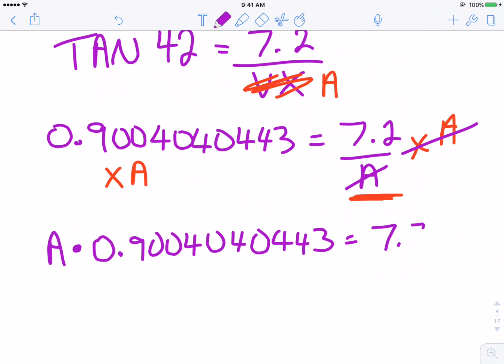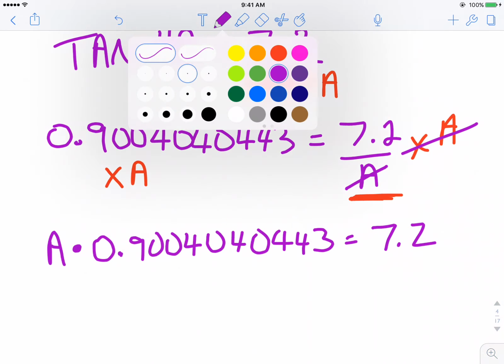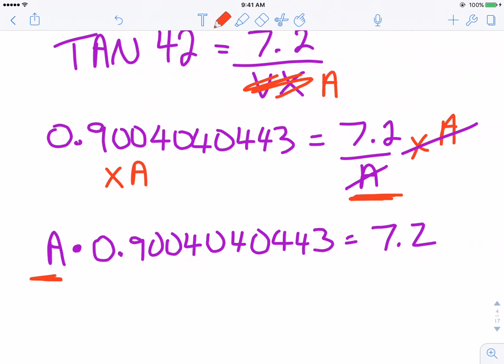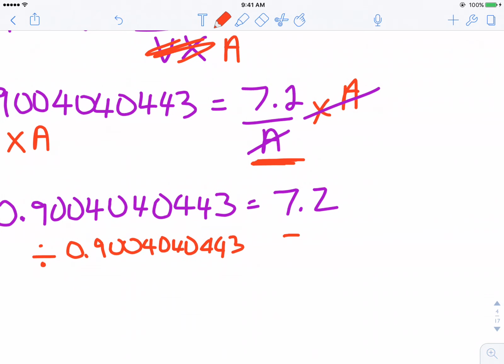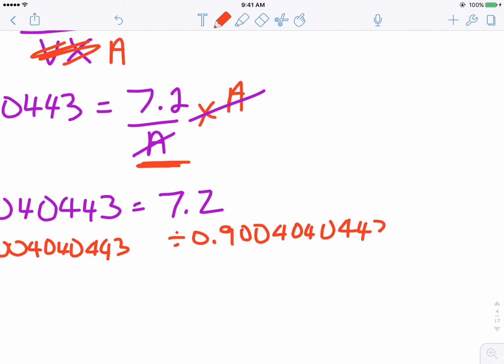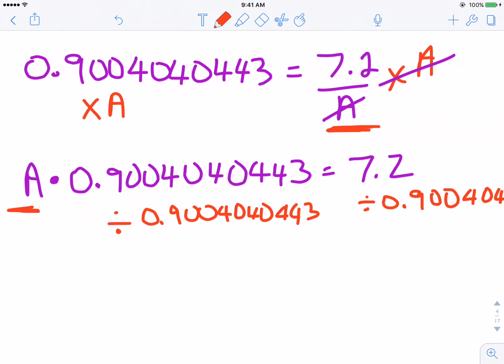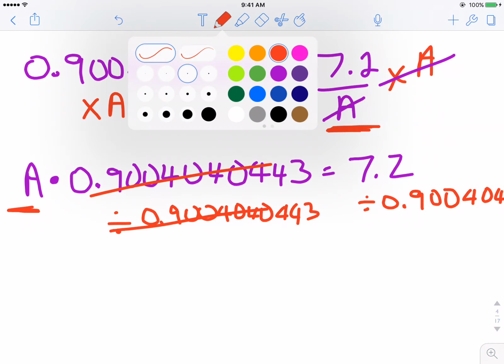I'm just left with 7.2. Now, in order to get A by itself over here, I need to divide by this, 0.90040404443. Because I do it on that side of the equal sign, I have to do it on the other side of the equal sign. So I divide by 0.90040404443. Well, A times that, A times 0.900 divided by 0.900, these are going to cancel. I'm just left with A.